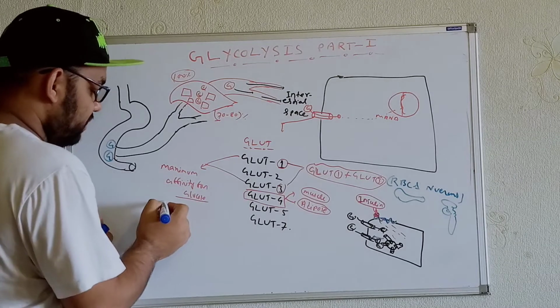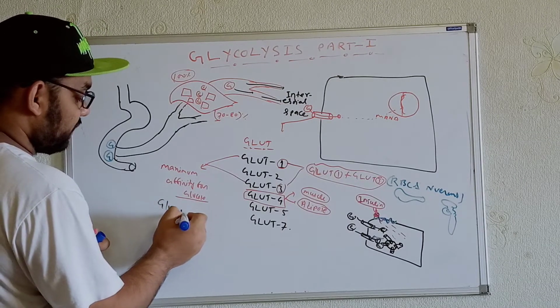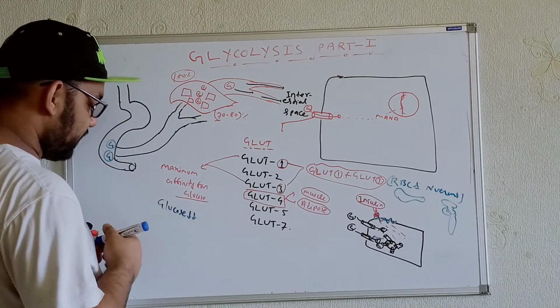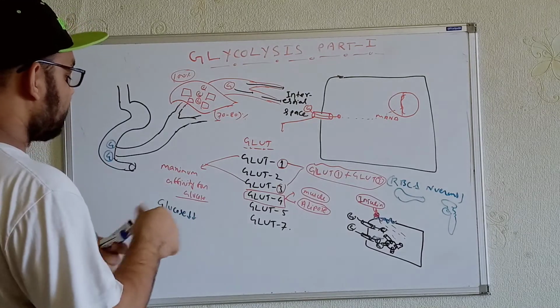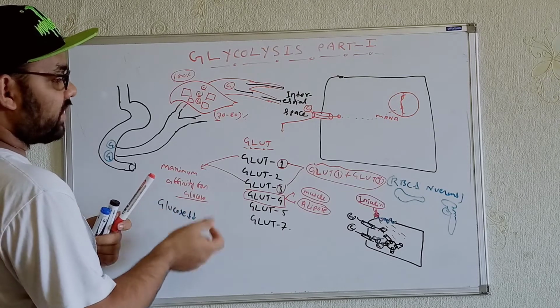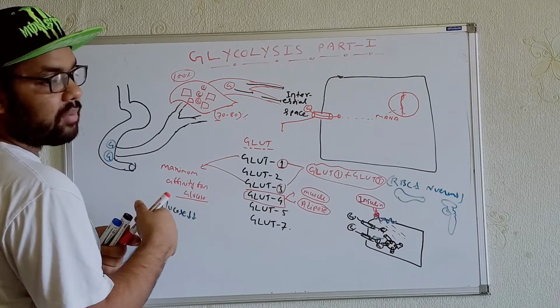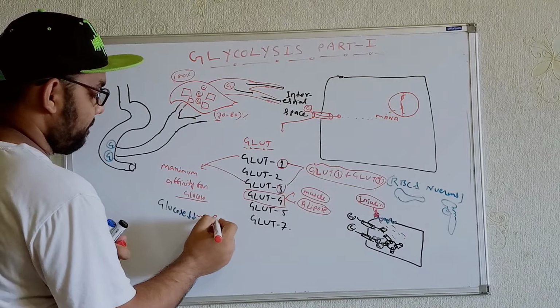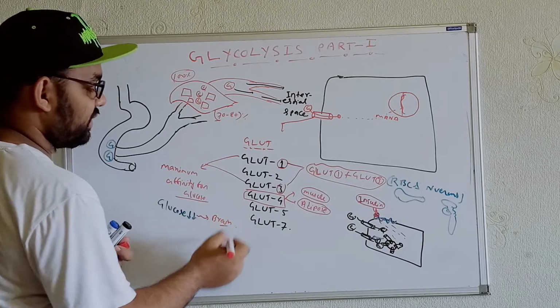For example, when the glucose is low, that means in hypoglycemic conditions, we will still see GLUT1 and GLUT3 having the capacity to bind with the glucose and supply glucose to this region, that means within the brain. That's the main important thing over here.